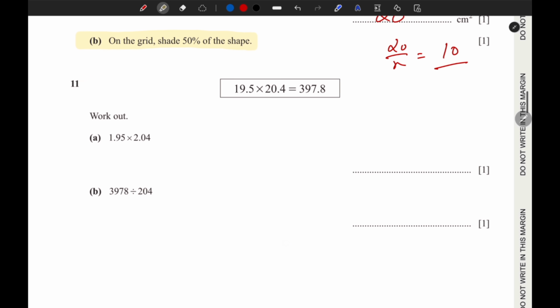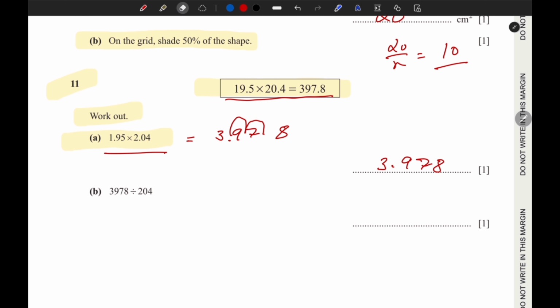Okay, now let's move on to question 11. Now they have given you 19.5 into 20.4 equals 397.8. Now work out part a: 1.95 into 2.04. See, they have given you this. Now if you compare this with this part, you have moved 1 decimal place towards left in this. Similarly over here you have moved 1 decimal place towards left. So from the total answer, which is 397.8, we are going to move 2 decimal places towards left, 1, 2. So the decimal place will be here. So 3.978 will be the new answer.